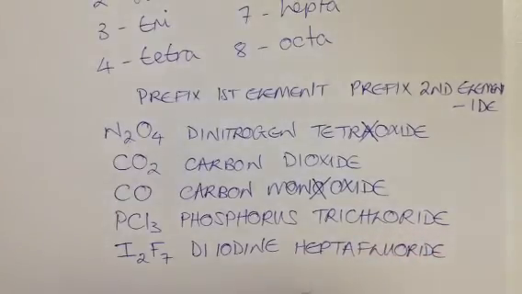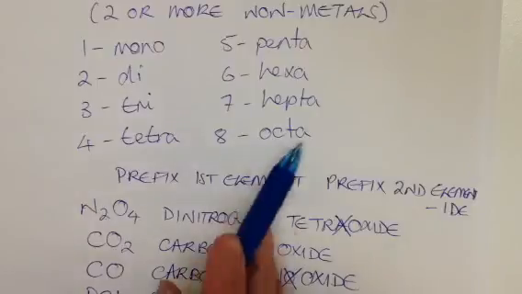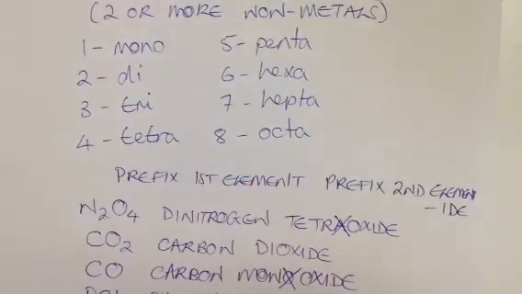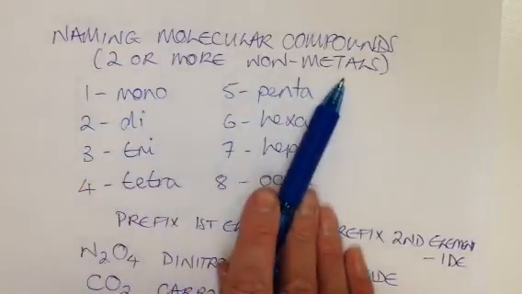Okay, so we're not balancing charges, there's no Roman numerals, we just use a system of prefixes to describe how many of each element is in the compound. And here's our system of prefixes right here. Remember, we're going to recognize it as molecular if it's 2 or more nonmetals.